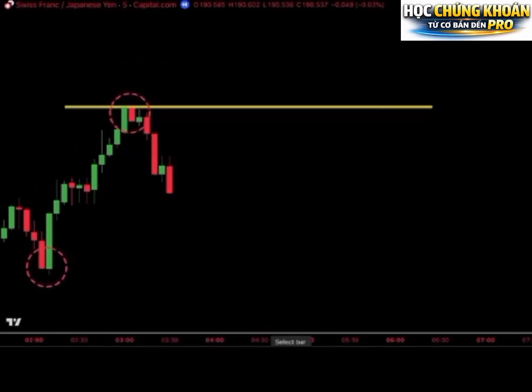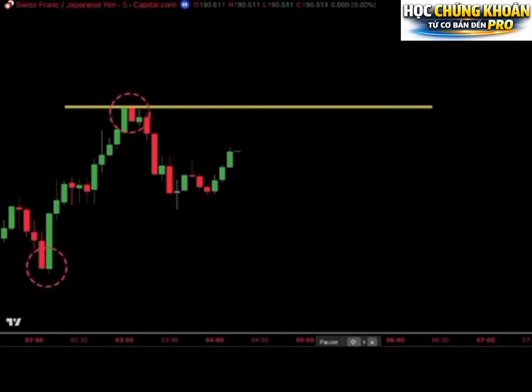At this point, we identify an important area where the market previously reacted. This is where we place our resistance level, because this is the zone where price stopped going higher and reversed. This level is called resistance, because sellers were strong enough at this point to push the market down. Now look at what happens next.